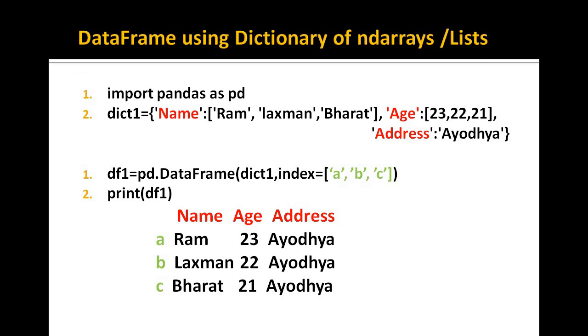This is another example where the index has specially been used. A, B, C. The difference from the previous example is that here the index has been clearly defined, A, B, C, and you can see the index that was before 0, 1, 2 is now A, B, C. So here we end our discussion of data frame creation using list of lists and dictionary of lists or ND arrays.